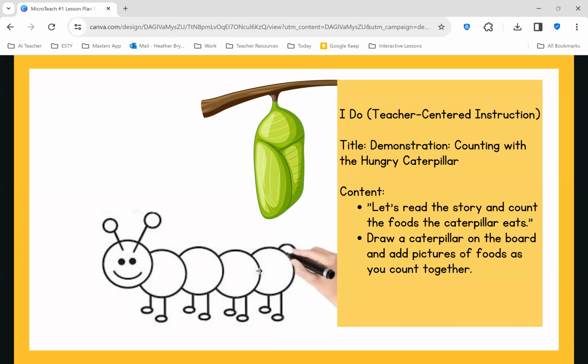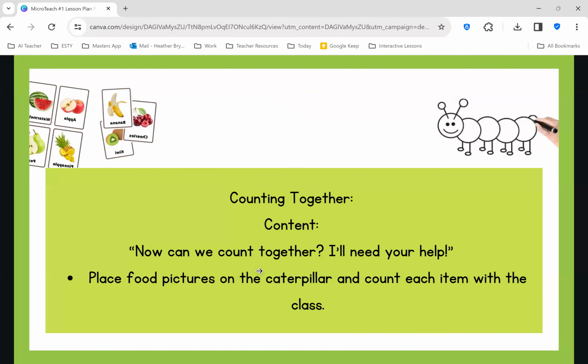Then he will demonstrate and help students understand how to count objects and associate them with numbers. Again, in this phase, the teacher explains the objective and demonstrates how to count while students listen and observe. That is their role. Next, we do the we do. That is shared instruction. The teacher and the students work together to complete the task.